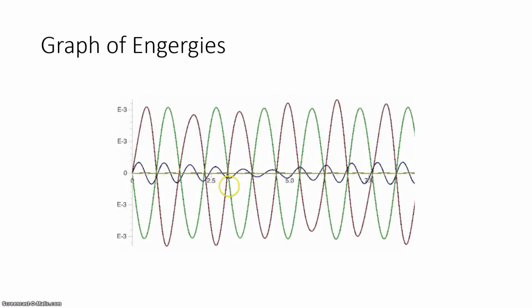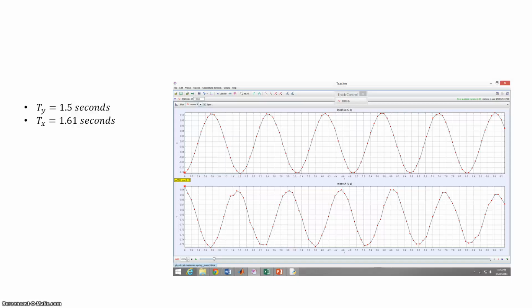I also had Tracker output all the energies of the system on a graph. The blue curve is the kinetic energy, the red curve is spring potential energy, and green is gravitational potential energy. If all the energies are summed up, they equal 0, the yellow line. For question 1, this follows the law of the energy principle, saying that the sum of energies in the system equals 0.